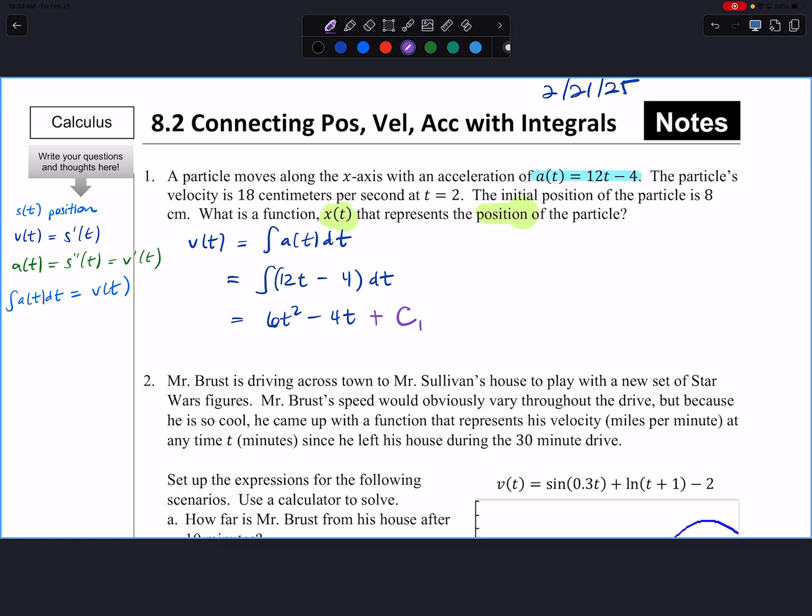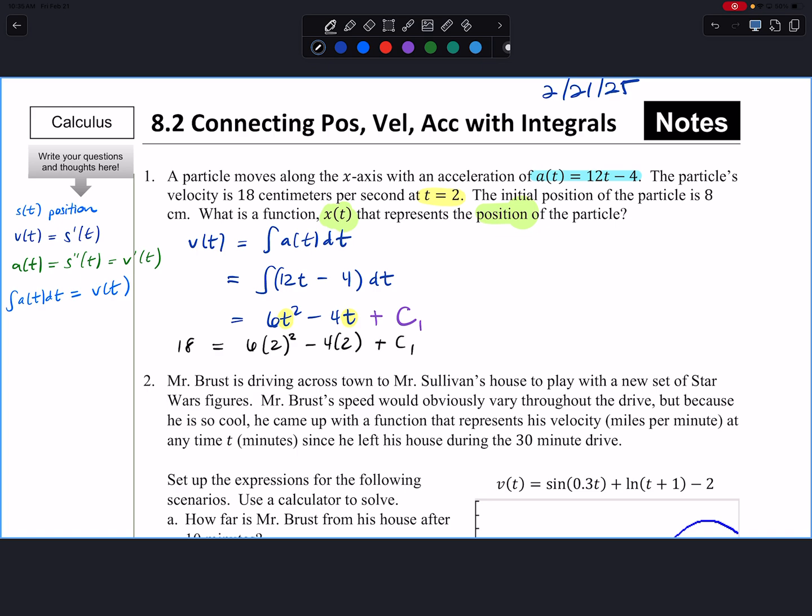It tells us that the particle's velocity is equal to 18 per second when t equals 2. So that means to solve for C1, 18 is equal to, when I plug in 2 for t, does that make sense? So I'm going to highlight this. This is yellow. This is yellow. It's going to go there. So 6 times 2 squared minus 4 times 2 plus C1.